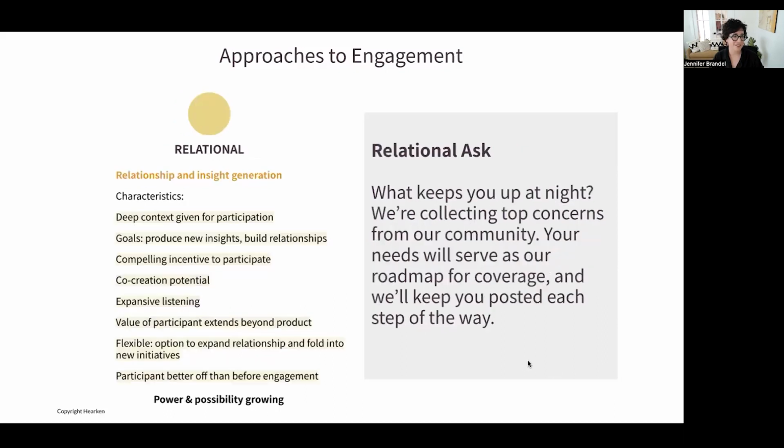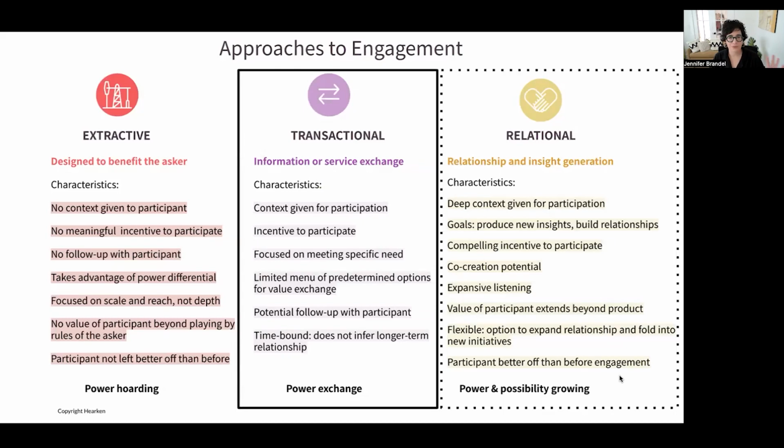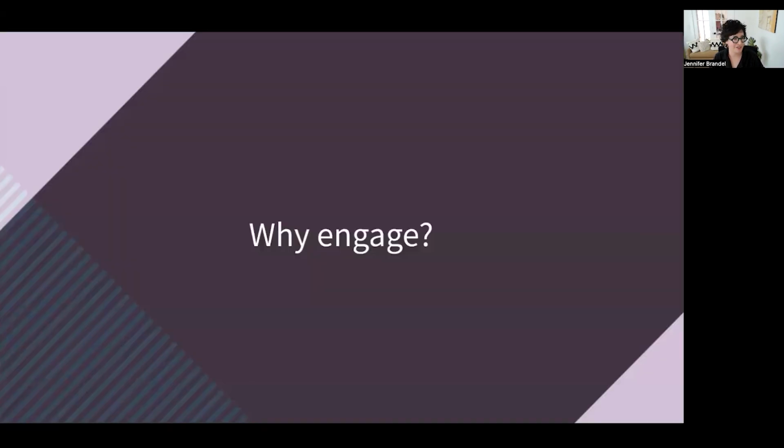Okay, the last level is relational engagement. Here's where things can get really interesting and also, dare I say, magical. Relational work means you're really up for learning and changing what you do based on what you hear from the public. So you're not necessarily giving them a small role to play. You are up for potentially co-creating what you report and really treating the public as a partner and not a consumer. Here's an example of that kind of approach and the characteristics. I'll give you a moment to look at the slide. Okay, here's all the approaches in one place if you just want to take a look at them. Again, we want to make sure you're doing transactional or relational and not extractive.